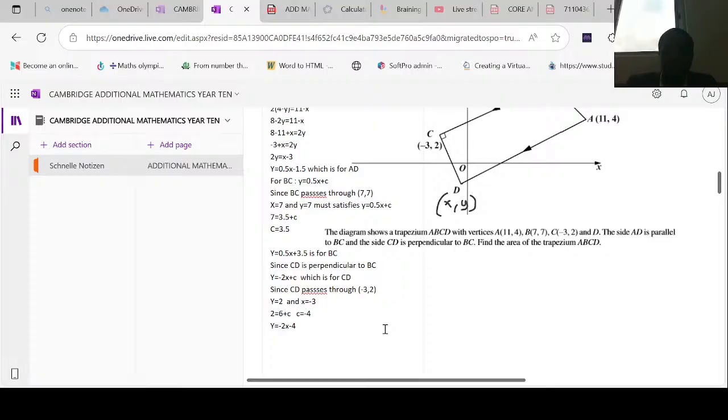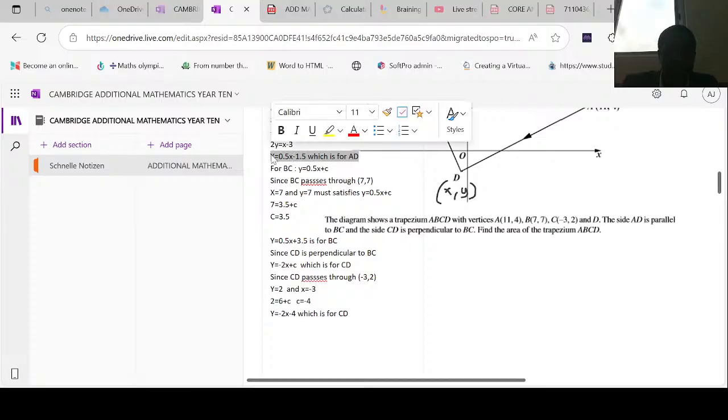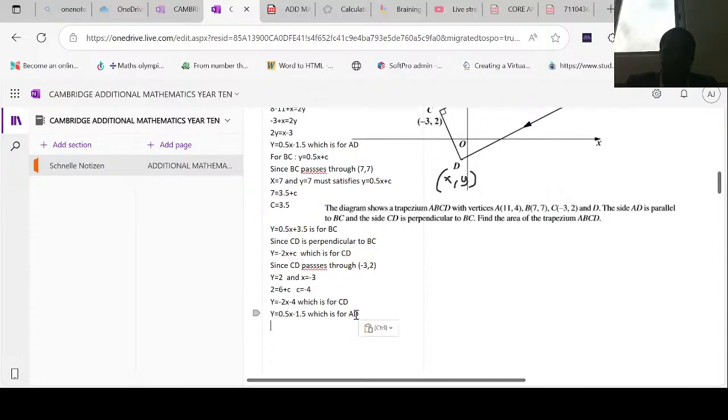Okay? Which is for CD. And for AD, we've gotten AD before, so I'll just copy what we did here. And then we'll equate them together. See that there's nothing difficult in this thing. It's complicated, but each step is simple actually.